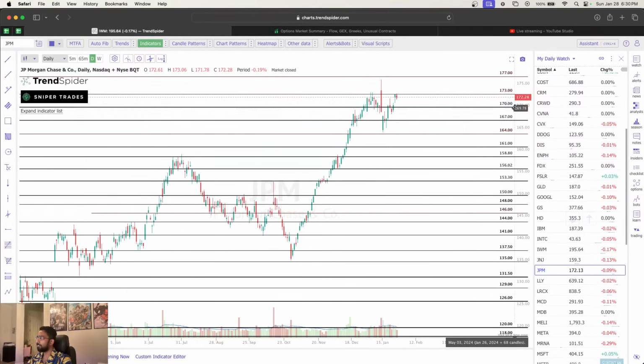JPM, nice little flag. If we can break above 173. I mean, I shouldn't say flag, but as much as people want to call this a head and shoulders, I'll show you a very nice chart about Tesla as to how many people have been calling an inverted head and shoulders. It's the same thing that I'll talk to you about again there.